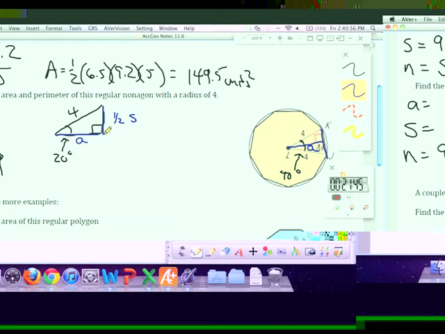Again, I found these three pieces. I can plug it in. Please try B on your own right now. B is going to be almost identical to A.